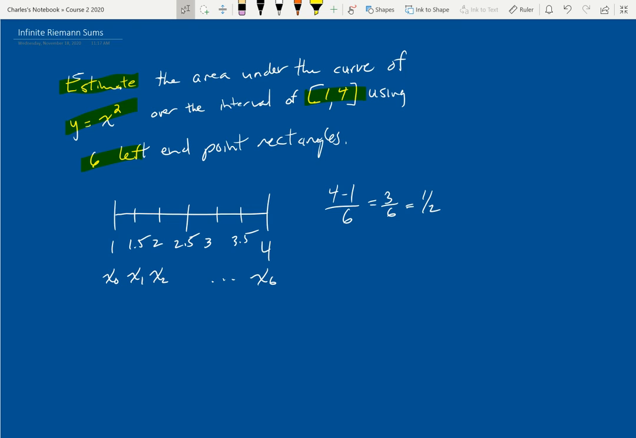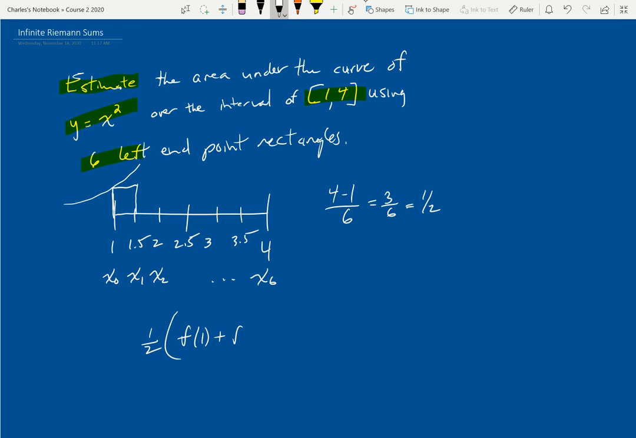What I know is that to estimate this with 6 left endpoint rectangles, for each rectangle there's going to be a function that does something, and I'm going to have to go up to wherever it is on the left endpoint and draw a rectangle. And we know that this function is increasing, so we can kind of see that it's going to be an underestimate. If I'm thinking what the calculation will be, it's going to be 1/2 times, well, what's the height of the first rectangle going to be? Well, that's just f of 1.